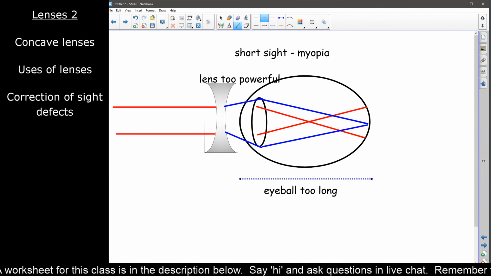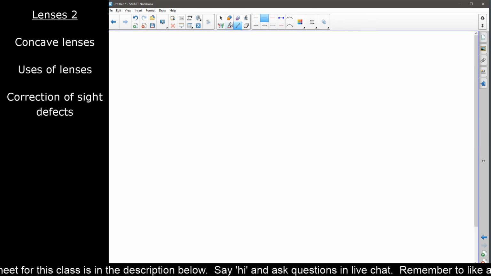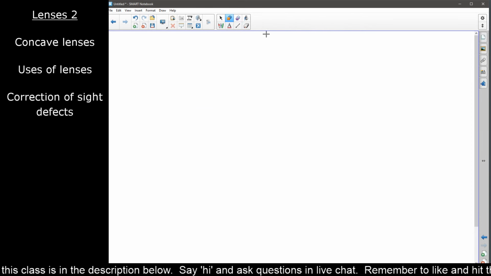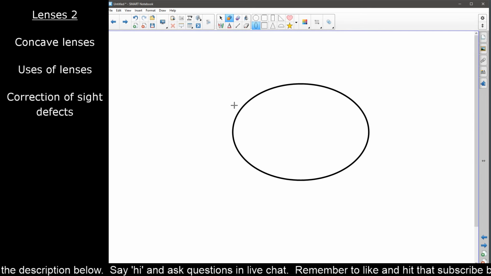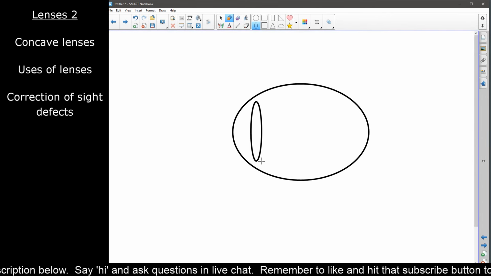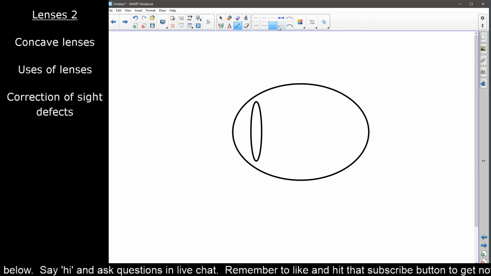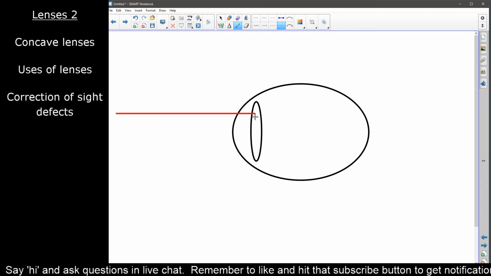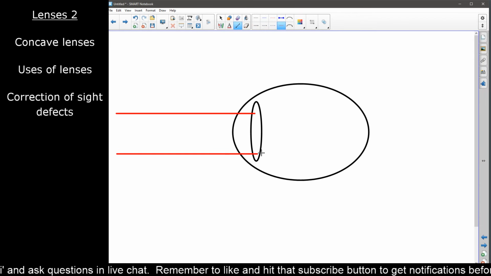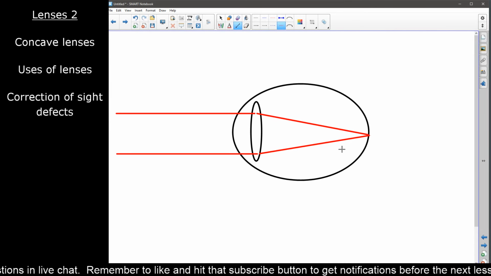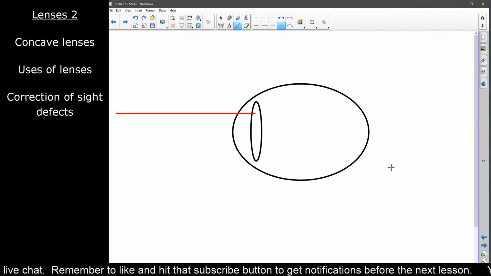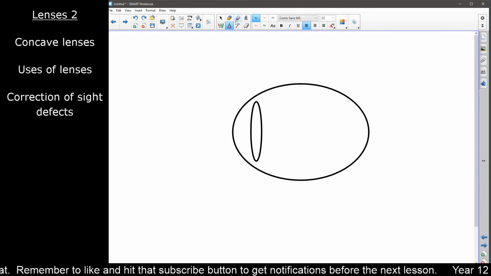Long-sighted people, on the other hand, have the exact opposite problem. Long-sighted people have no problem whatsoever with objects that are a long way away. So let's get their eyeball in. So there's a long-sighted eyeball. We'll make the lens big to start with in this one. Okay, and they have no issue. Far away objects from infinity are focused as they should be. No problem. Their problem arises with close-up objects.